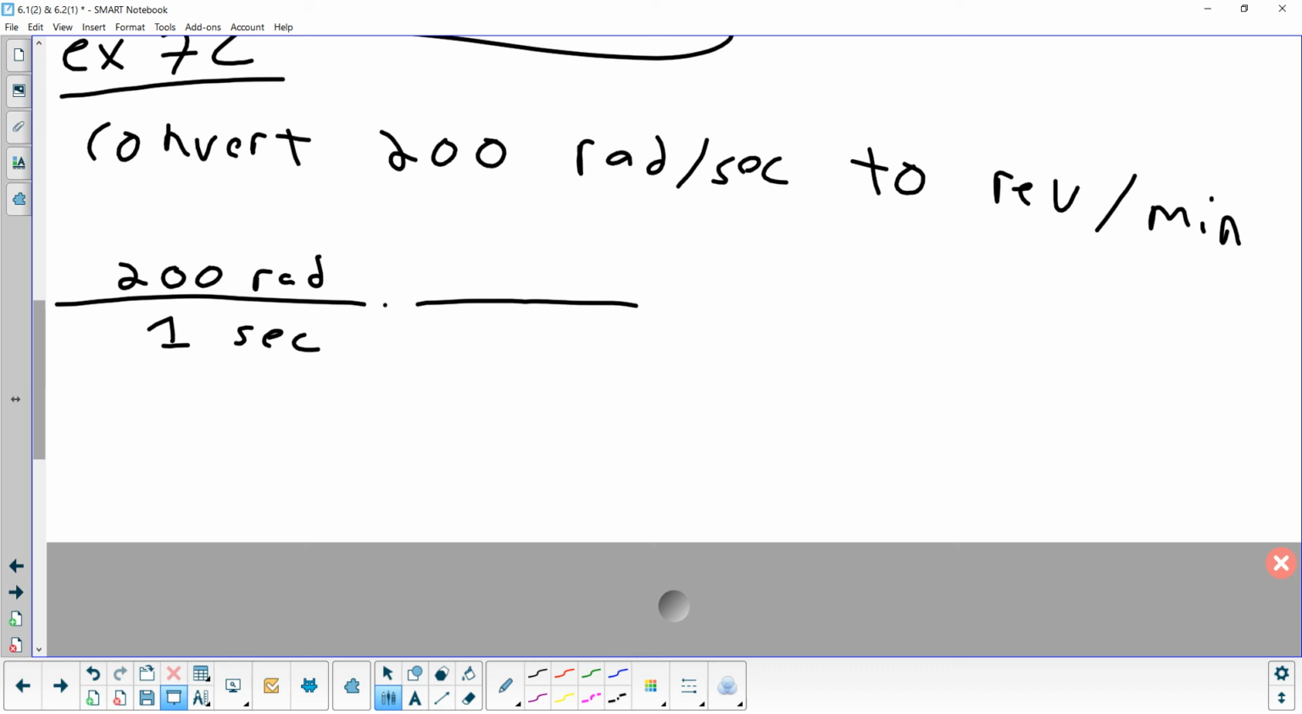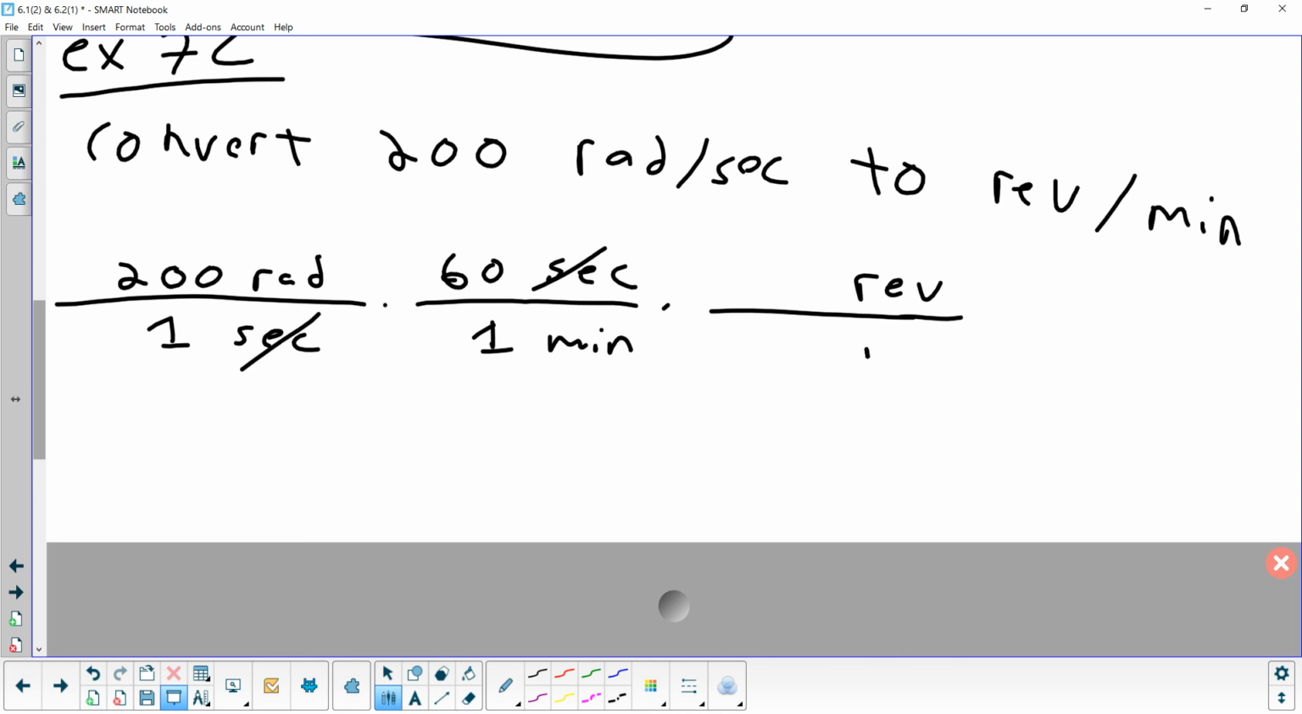Can somebody walk me through what the first thing I could do is? You can multiply by 60 seconds in 1 minute. So that's good. Now you've got radians per minute. And I have one more step. That would be revolutions over the rad. What's the rad stand for? Radians. Now what's the numbers I'm going to fill in there? 1 revolution for 2 pi radians.